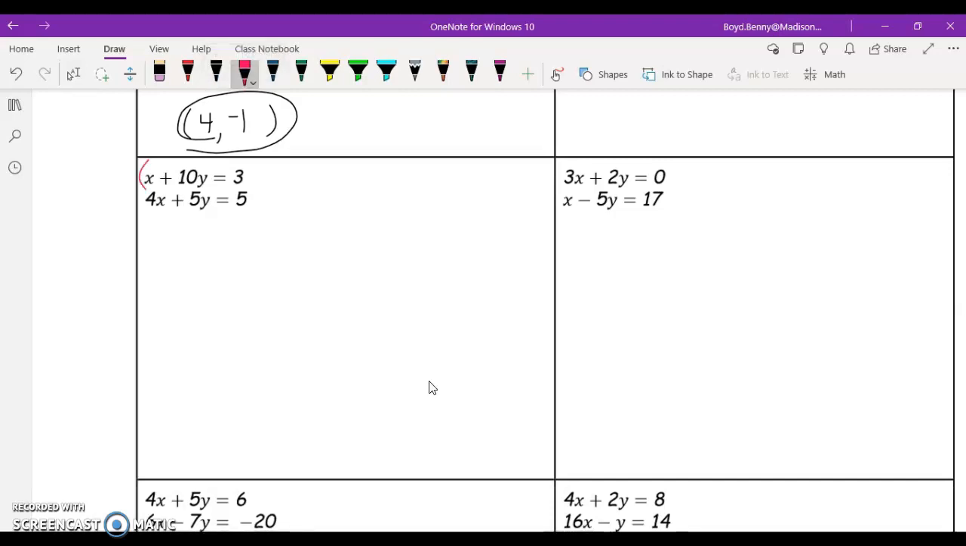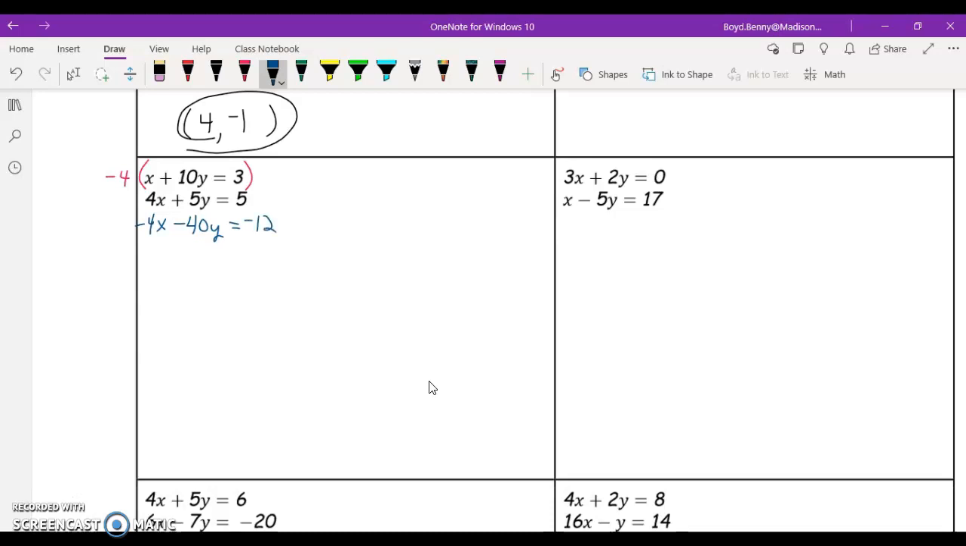We can multiply this first equation by negative 4, because the opposite of 4 is negative 4. That would give me an additive inverse. So let's see what happens when I multiply that. And I will write it right below this equation. I'm going to do this one in blue so you can see it's the same equation multiplied. Okay, so this would give me negative 4 times x would give me a negative 4x. A negative 4 times 10 would give me a minus 40y. And then a negative 4 times 3 would give me a negative 12.